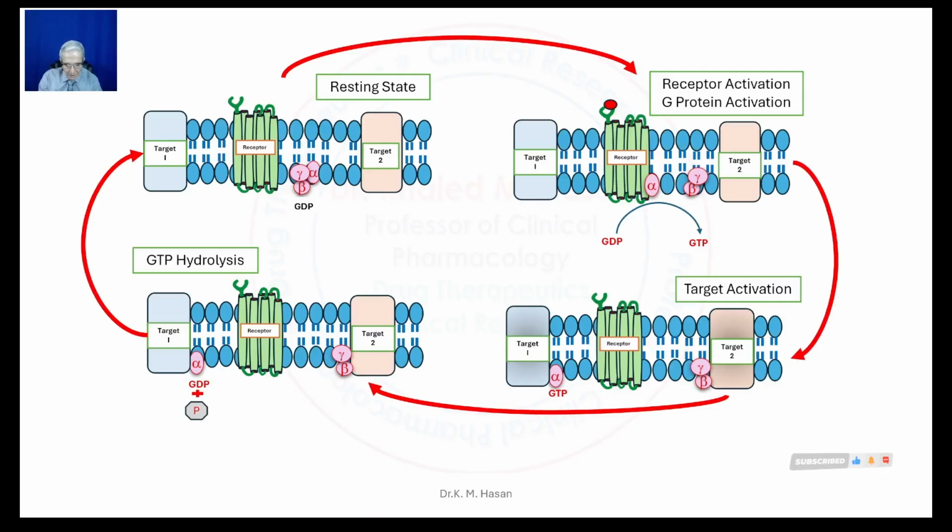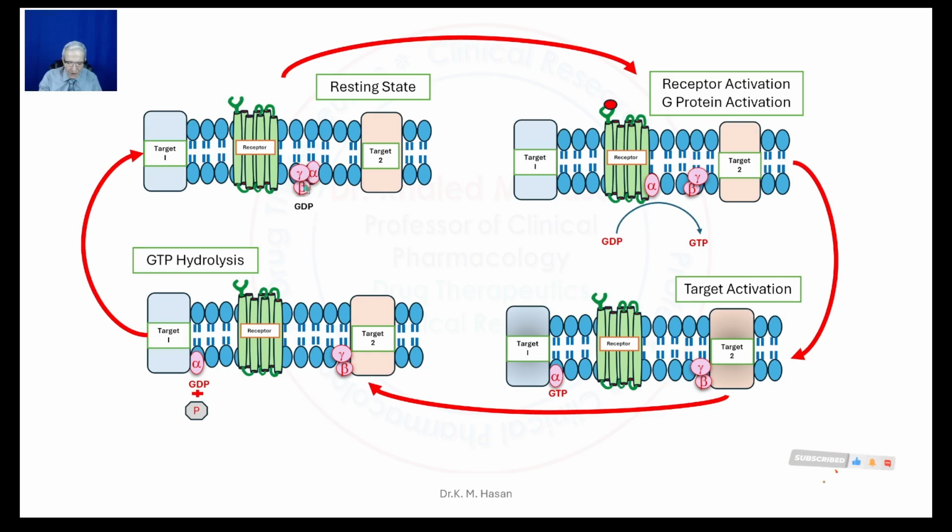Okay, let us discuss the details about G protein. As you can see here, the first one you can see it on the top left side. We have resting state. As you can see here, we have receptor. We have the binding site for the receptor. The receptor here is empty. The receptor is empty, and we have G protein, GDP protein, guanosine diphosphate.